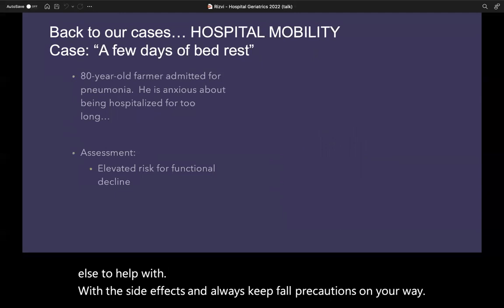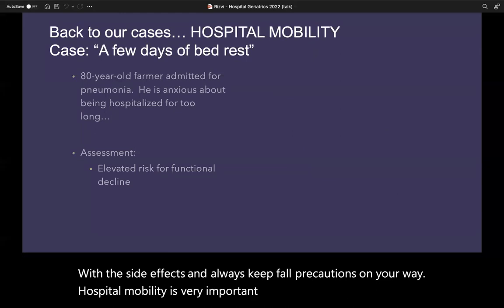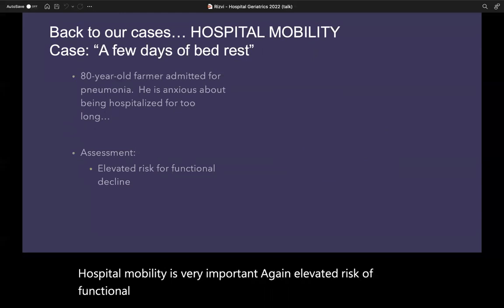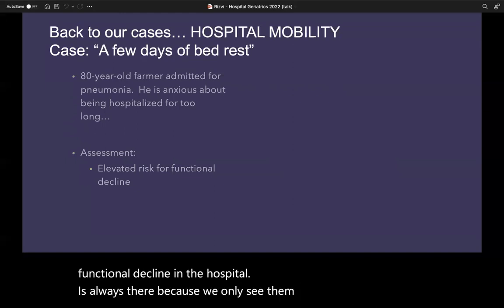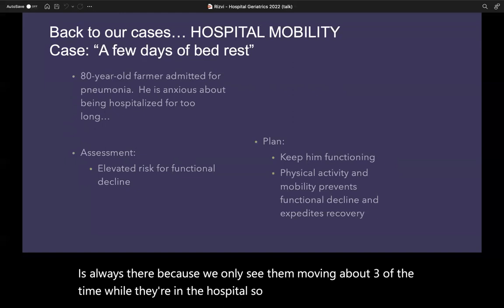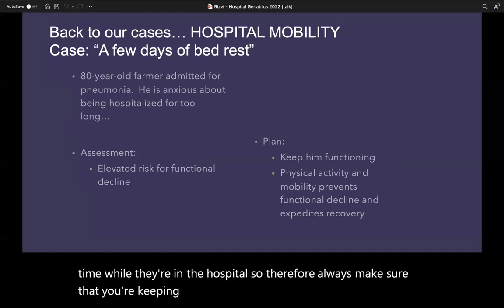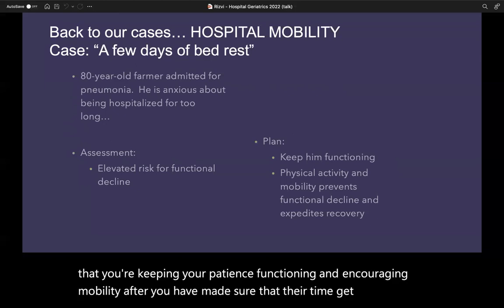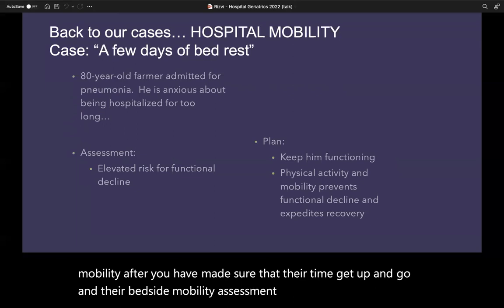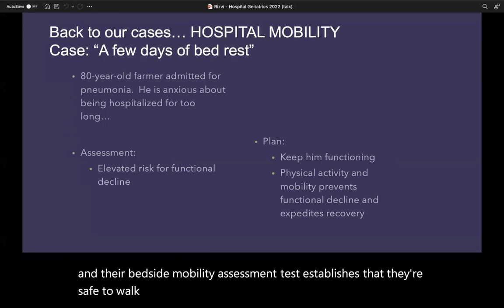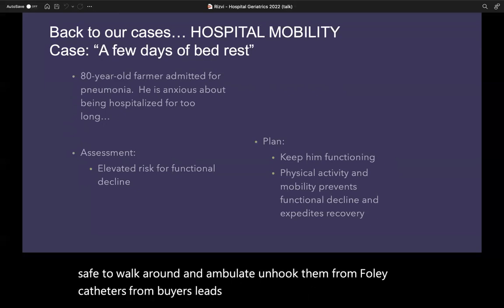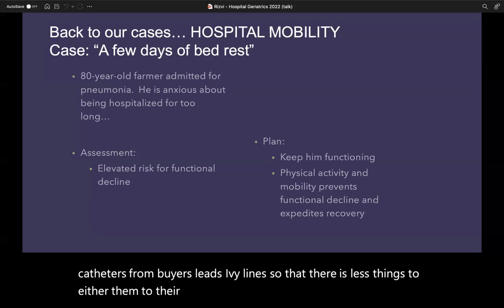Hospital mobility is very important. Again, elevated risk of functional decline in the hospital is always there, because we only see them moving about 3% of the time while they're in the hospital. So therefore, always make sure that you're keeping your patients functioning and encouraging mobility after you have made sure that their timed up and go and their bedside mobility assessment test establishes that they're safe to walk around and ambulate. Unhook them from Foley catheters, from wires, leads, IV lines, so that there's less things to tether them to their bed, and allow them safe mobility.